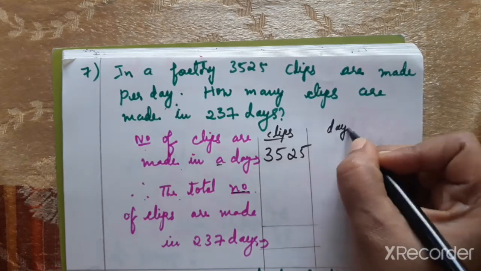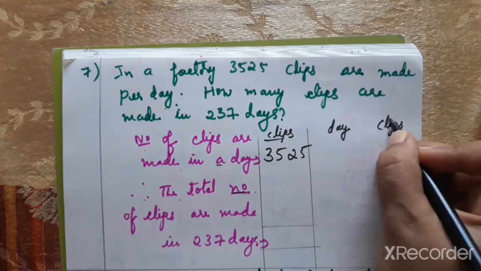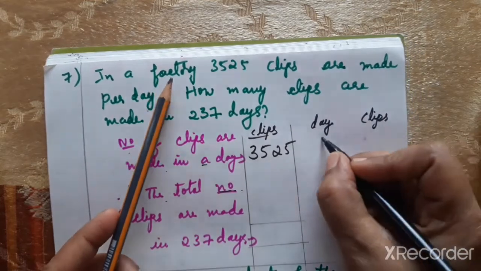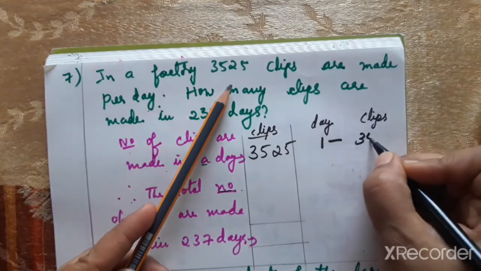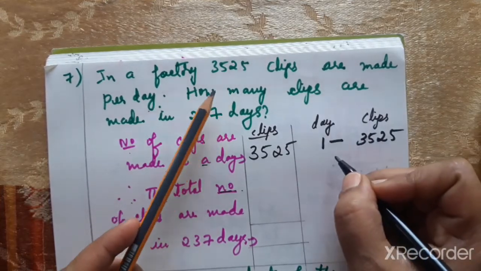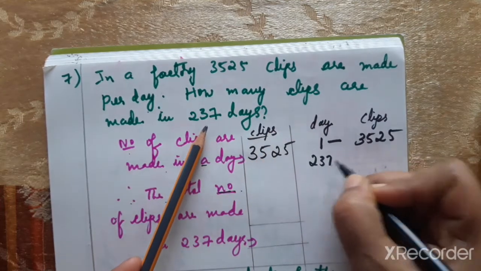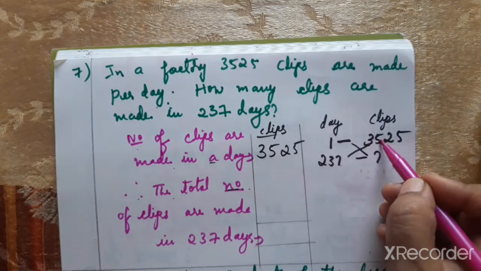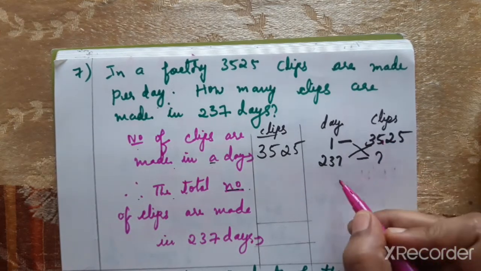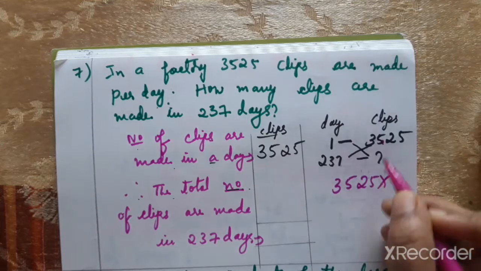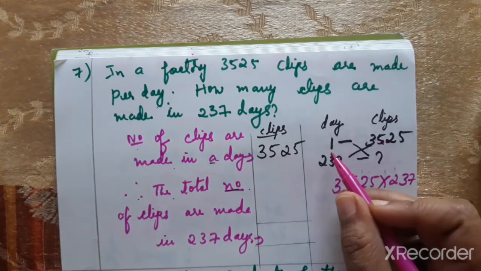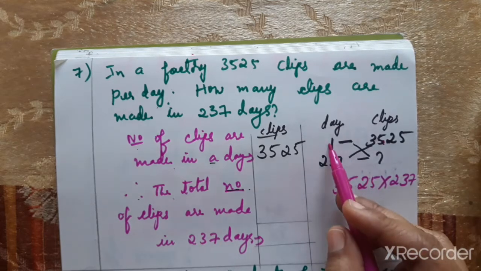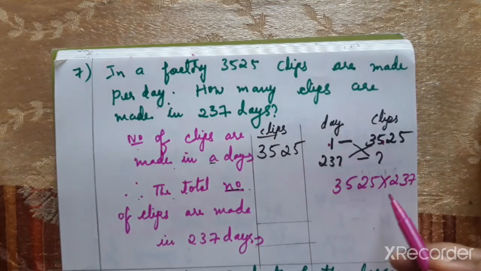So day and clips are the main things in this question. One day, per day, 3,525 clips are made. So here for 237 days, how much? Cross multiply. So the answer is 237 into 3,525, or we can write 3,525 into 237 divided by 1. Divided by 1, no need to write. If it is greater than 1, like 2 or 3, 4, 5, we have to write that and divide by it.